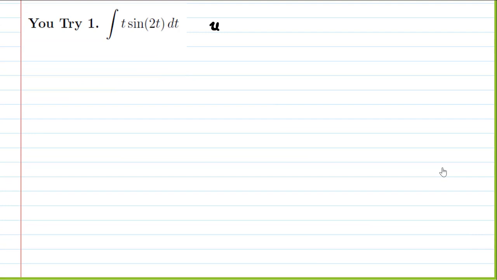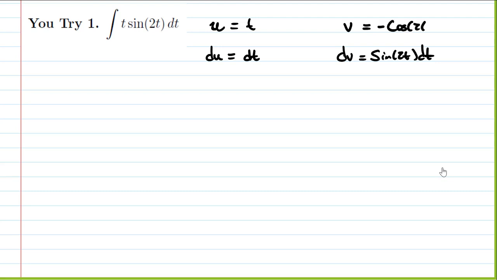We're going to pick our u to be t. We're going to pick dv to be the sine of 2t dt. So the derivative of u is du, and the derivative of t is dt. We integrate dv and we get v. The antiderivative of sine is negative cosine, but then it's not sine t, it's sine of 2t. So we have to divide by 2.